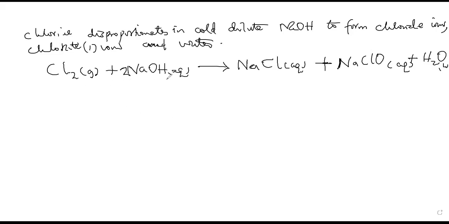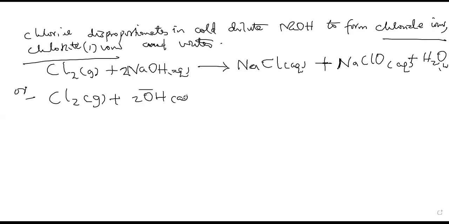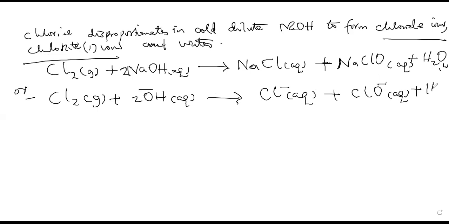So this is chlorine plus sodium hydroxide, giving us sodium chloride, sodium hypochlorite, and water. You can write the ionic equation since we said we form chloride ions, chlorate 1 ions, and water. So you can write it in ionic form. Chlorine gas plus sodium hydroxide give chloride ions plus chlorate 1 ions, then plus water.